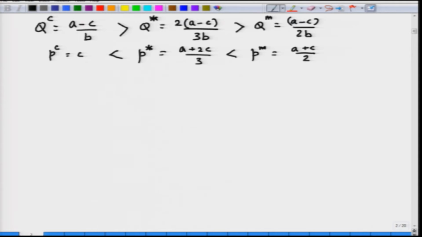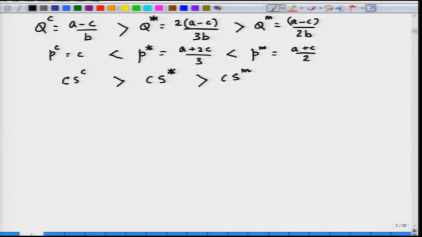So, now if I look at how the consumers are doing, the consumers in the competitive market buy a lot of products, are able to get access to (A minus C) upon B quantity of output, and they buy it at a very low price. So, the consumer surplus under perfect competition is greater than the consumer surplus under Cournot, which is greater than the consumer surplus under a monopoly market, right.